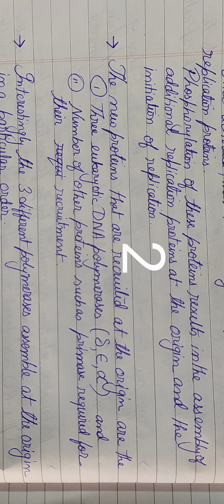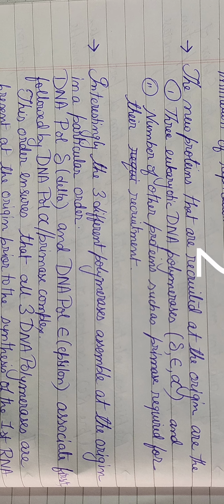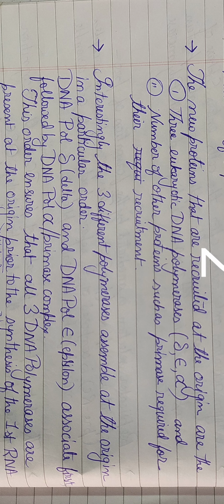The three types of DNA polymerases, DNA polymerase alpha, delta and epsilon, and a number of other proteins like primase, which are needed for synthesis of the primer. Interestingly, the three different polymerases assemble at the origin in a particular manner.